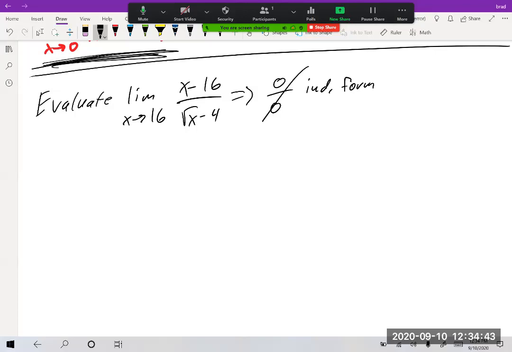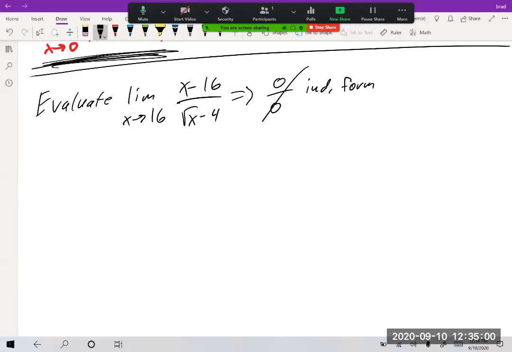But until then, we'll hold off on L'Hopital's. So those of you that already know how to do L'Hopital's, you can't use that for these problems. You have to wait till I show you how to do it in 4.4. So we have this. Then it says limit as x approaches 16.